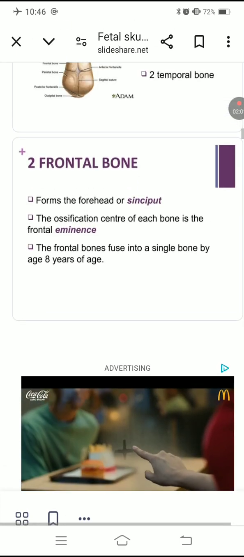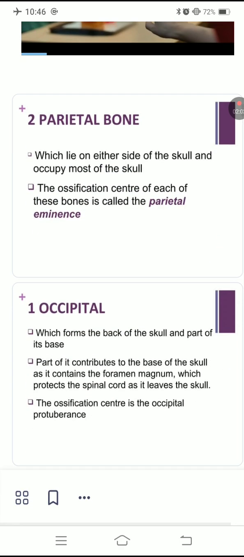Then two parietal bones, which lie on either side of the skull and occupy most of the skull. The ossification center of each of these bones is called the parietal eminence.